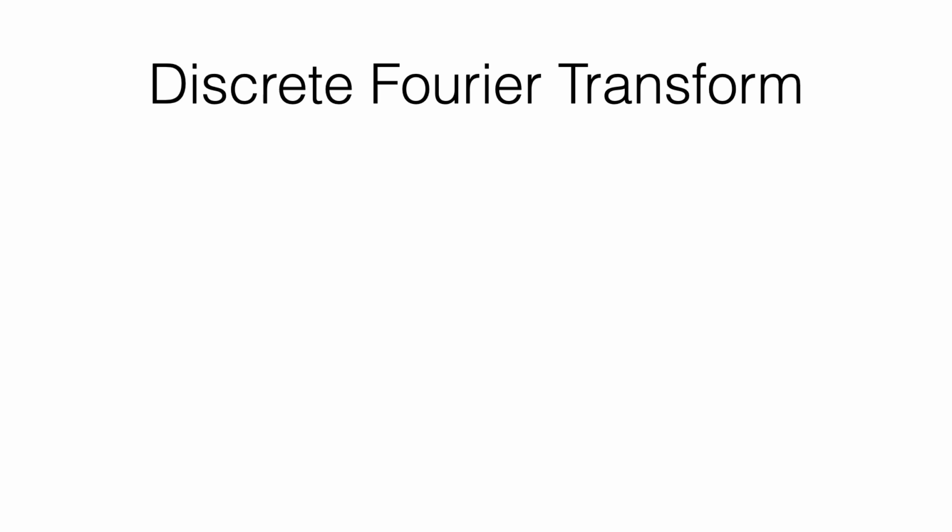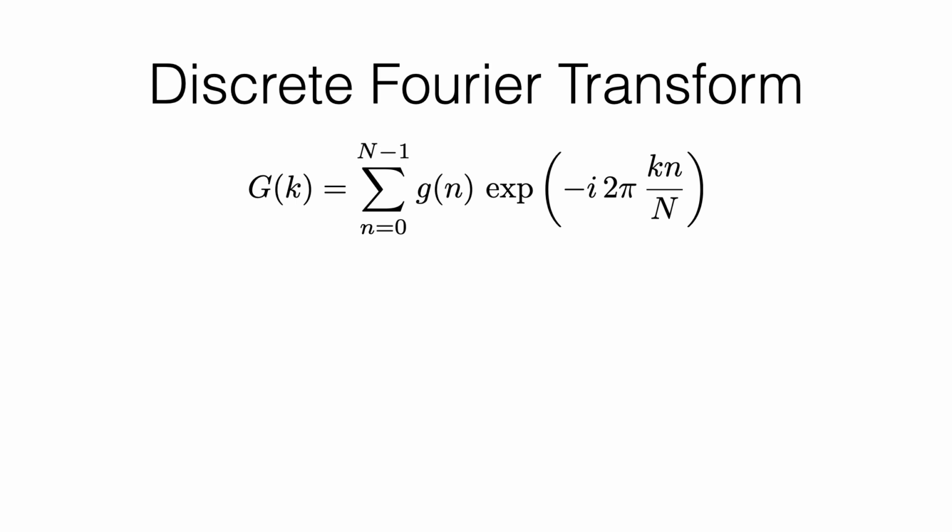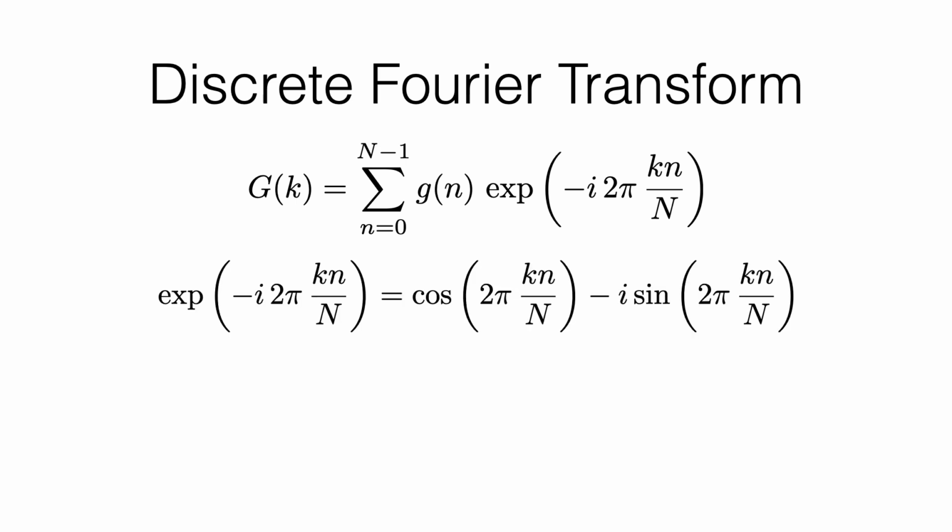The discrete Fourier transform says that any vector capital G can be represented as a sum of complex exponentials, as shown here. The little g shows the weight of each complex exponential. Now recall that a complex exponential is just the sum of a cosine and a sine according to Euler's formula.